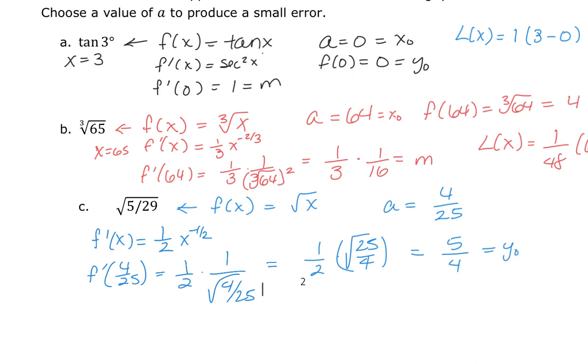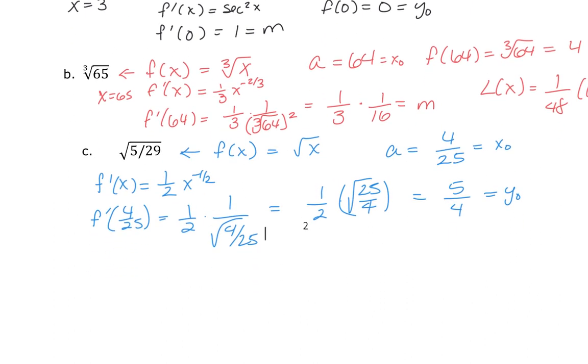This is my y naught. This is my x naught. Or excuse me, that is my slope, not my y naught. That is my slope. So that's my m. My y naught is f evaluated at 4 over 25, which is the square root of 4 over 25, which is 2 over 5. This is my y naught.